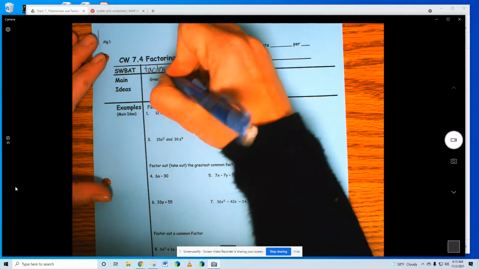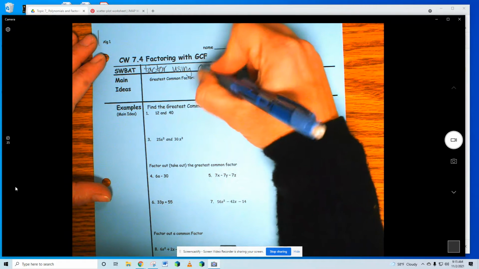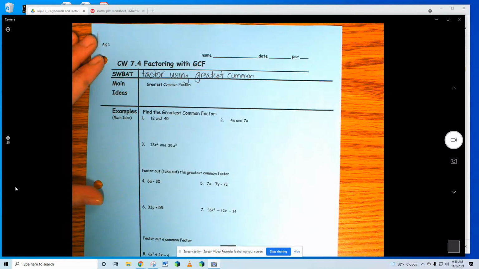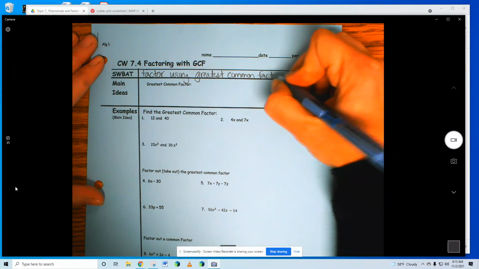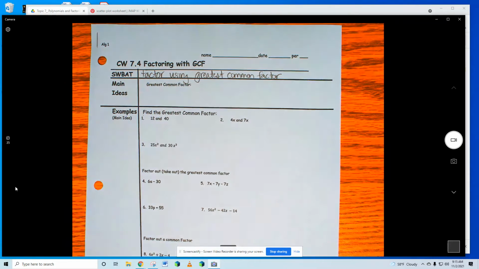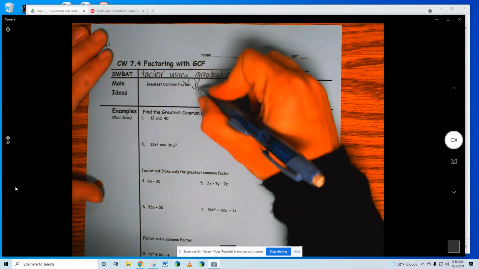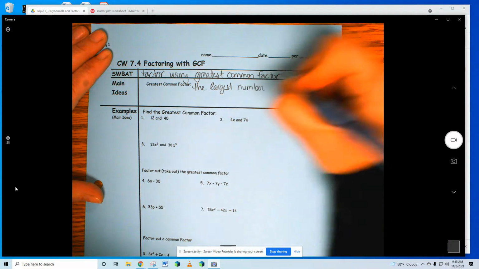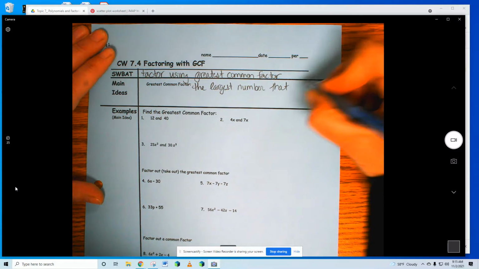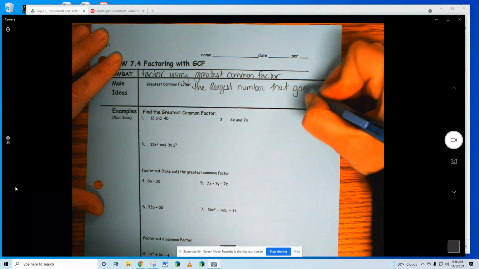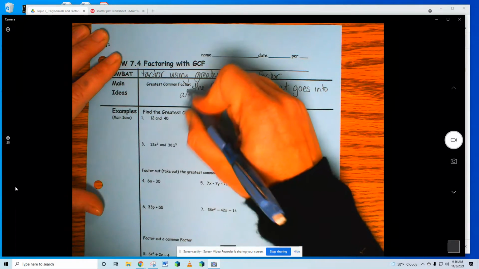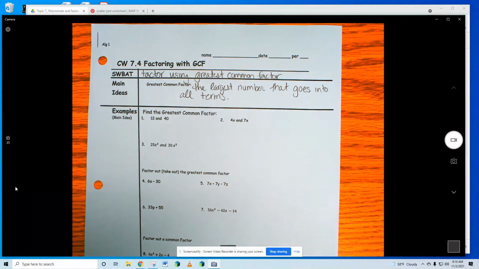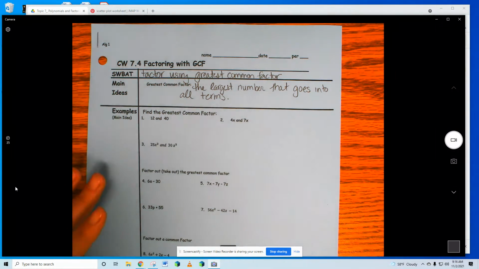Students will be able to factor using greatest common factor. Greatest common factor means the largest number that goes into all terms. GCF means greatest common factor.